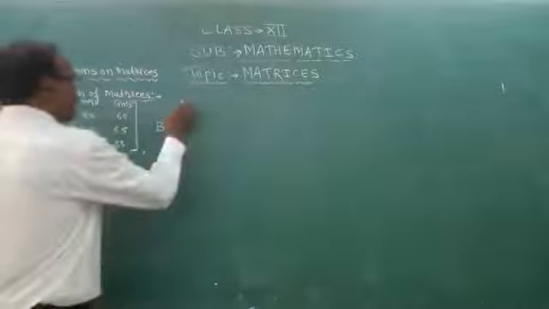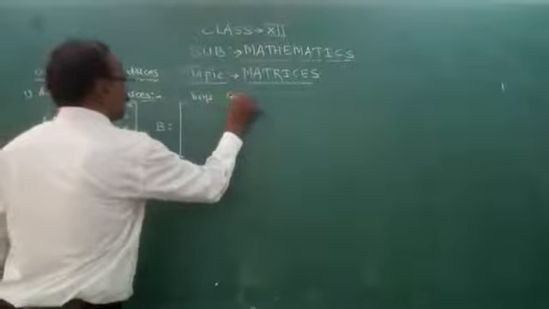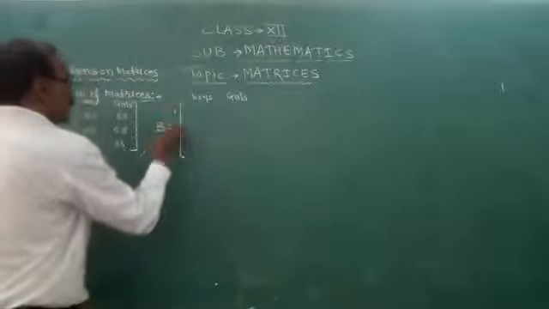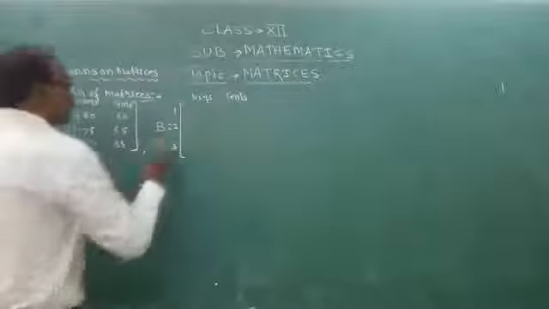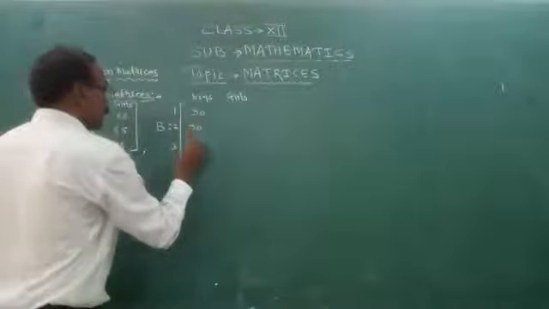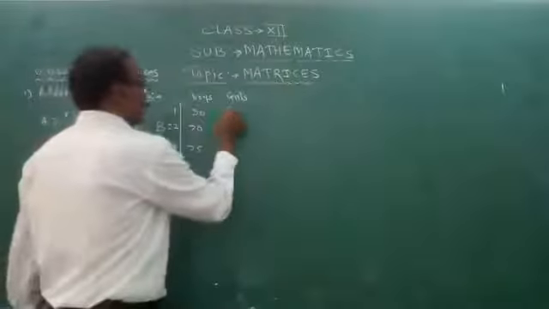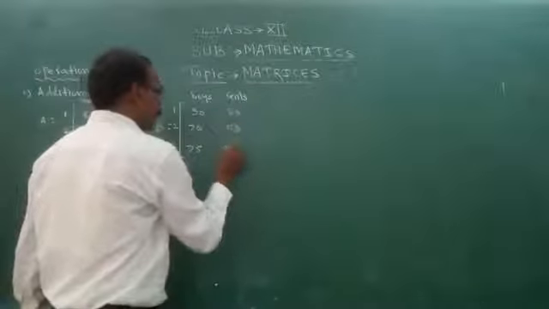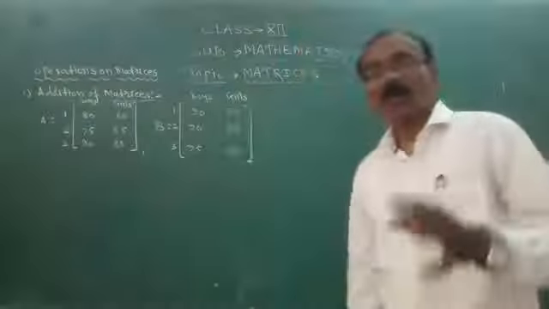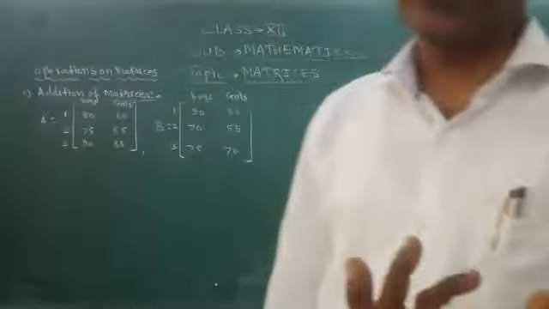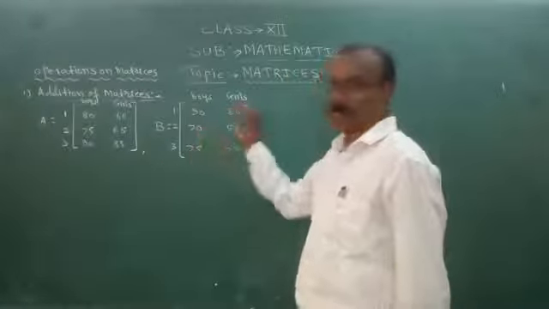Then factory B produces number of shoes for boys and girls, price category 1, 2, 3 suppose. Let these be 90, 70, 75 for boys, and for girls 50, 55, 70 suppose. So this is the information about the number of shoes produced by factory A and factory B for each price category, for boys and girls.